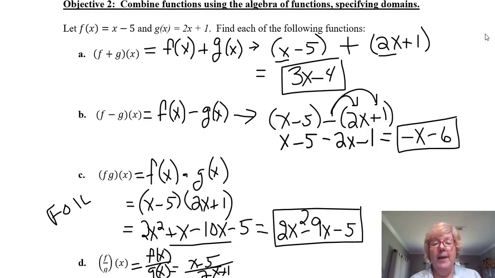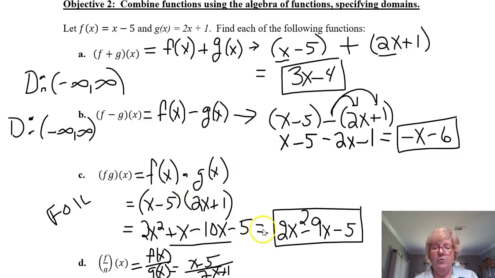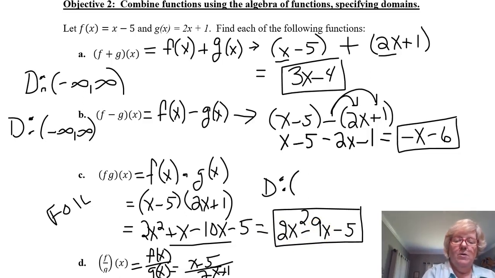Now, when it comes to the domain of each of these, the first problem, the answer was just a regular polynomial. No fraction, no square root. So my domain, I'll just use the letter D, would be negative infinity to positive infinity. My second answer had no fraction, no square root. The domain is negative infinity, positive infinity. My part C, the answer right down here, was just a polynomial. It had no fraction, no square root. So its domain would be negative infinity to positive infinity.